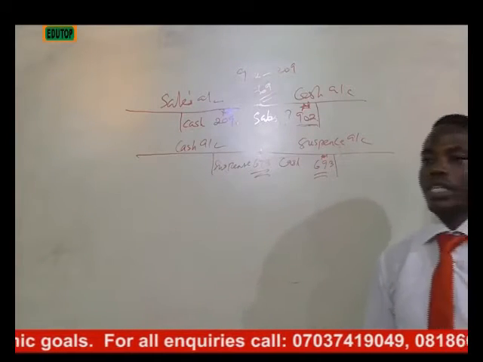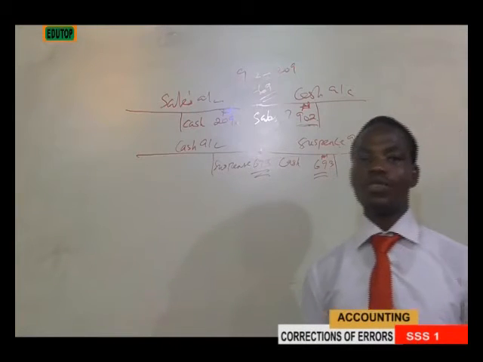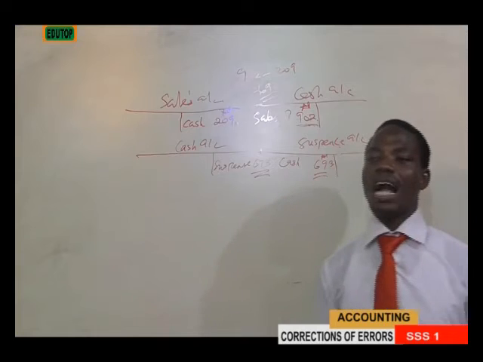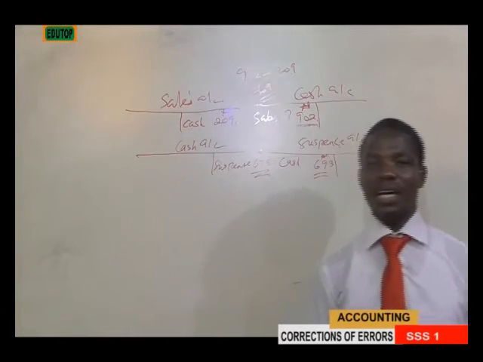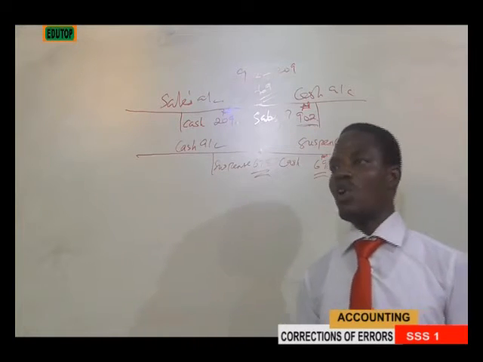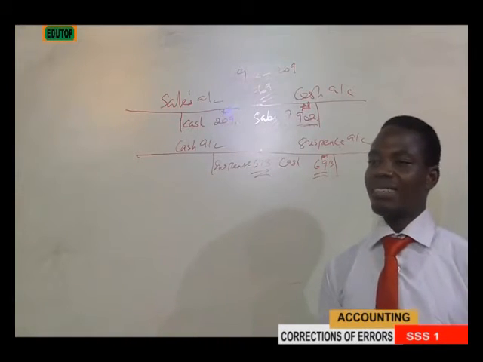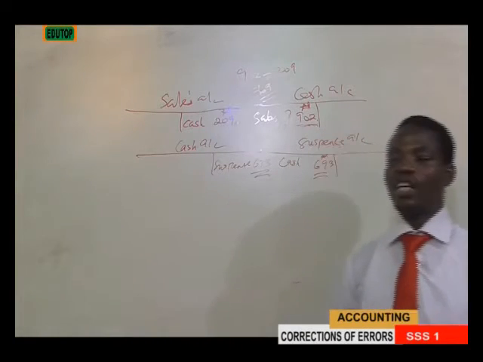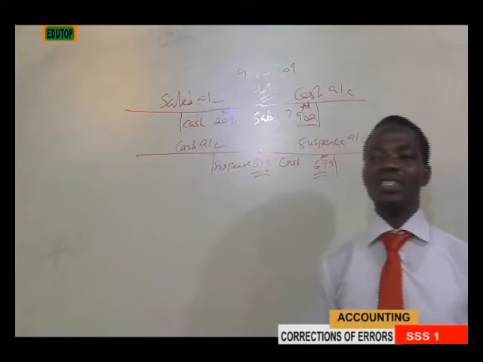Then the third one says error in transferring of total of subsidiary book. This is a kind of error. This error can occur when transferring the total of subsidiary book to the ledger. I told you that accounting is a process. You extract information to the ledger from the subsidiary book, and you transfer it from the ledger to the balance at the end of the day.